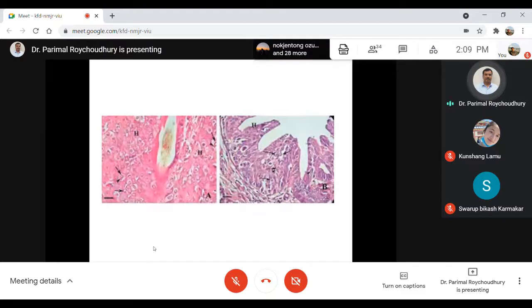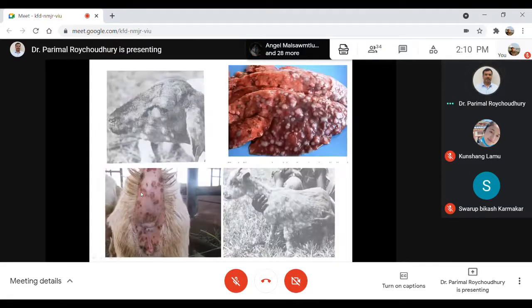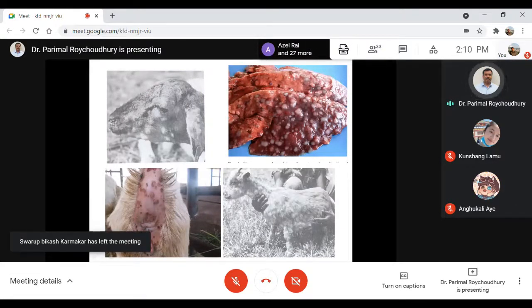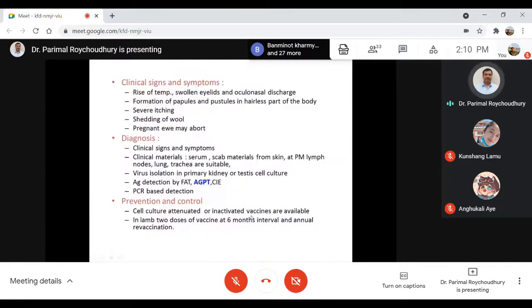So this is the histopathology, as I said, about this cytoplasmic vacuole formation in the infected host cells with the inclusions, and the nucleus is pushed to the peripheral area, which is very common in this type of pox infection. So here are some very visual scenes: in the lung, this kind of nodule formation may be produced, and in the sheep, we can see prominent lesions in the hairless part, even within the hair also. You can see in these two pictures that generalized eruptions are there in the skin. And the clinical signs and symptoms are so prominent that we can get an idea about the infection.